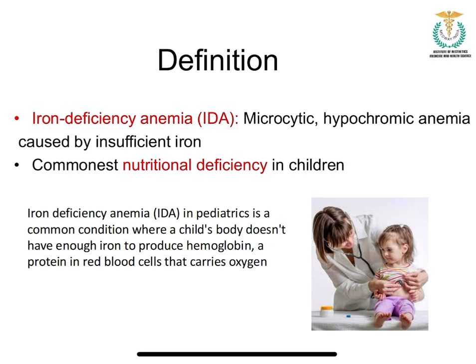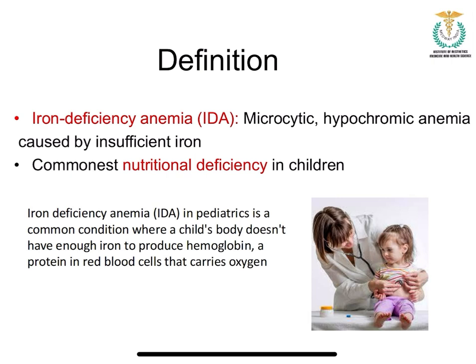Iron deficiency anemia, or IDA in pediatrics, is a common condition where a child's body doesn't have enough iron to produce hemoglobin. You know, hemoglobin, which is formed of heme and globin chains, requires iron to be produced, right? So your heme requires iron. And when the body does not have enough iron, hemoglobin produced is less, and hence the oxygen carrying capacity of RBCs is reduced because this hemoglobin is required for oxygen to be carried by the RBCs.